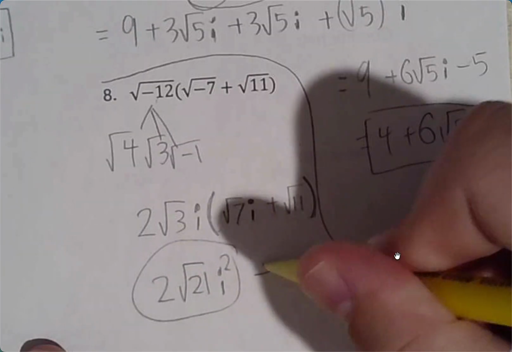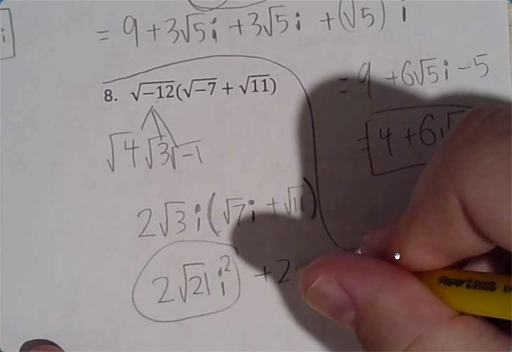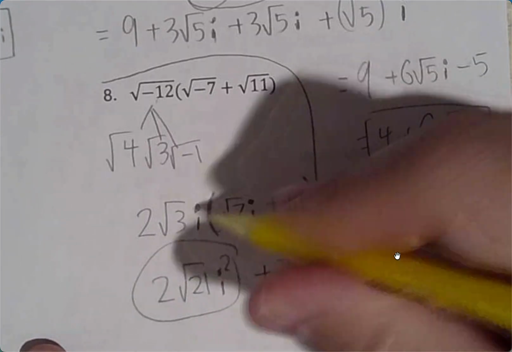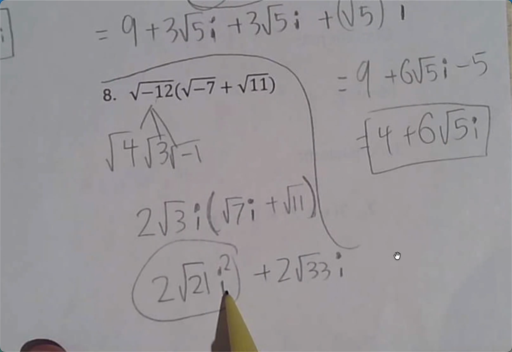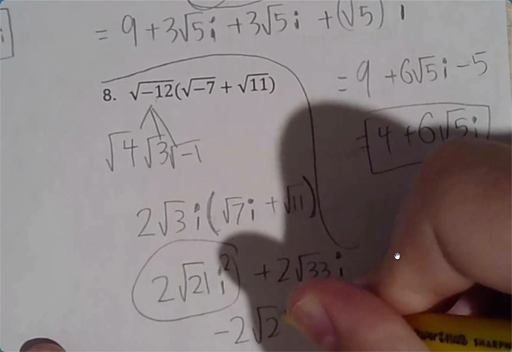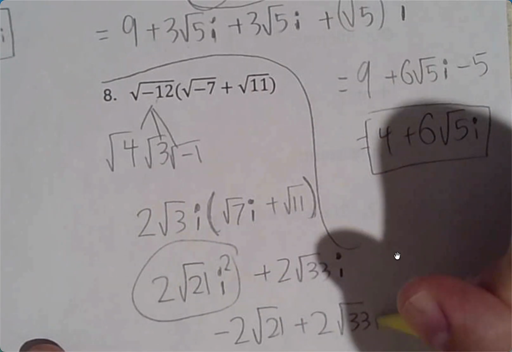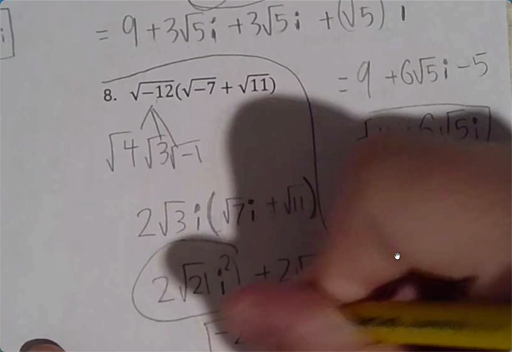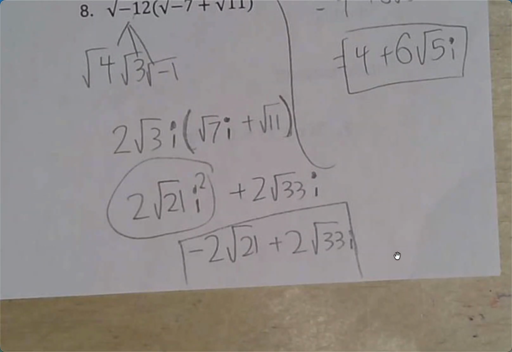Finally, at the end here, we've got 2 times, well, 1 out front is still 2. Root 3 and root 11 is root 33. And i times nothing else is i. And so i squared is negative 1. So this must be negative 2 root 21 plus positive 2 root 33i. Goodness. So things are getting a little bit tricky, and I hope I'll see you in the next section.